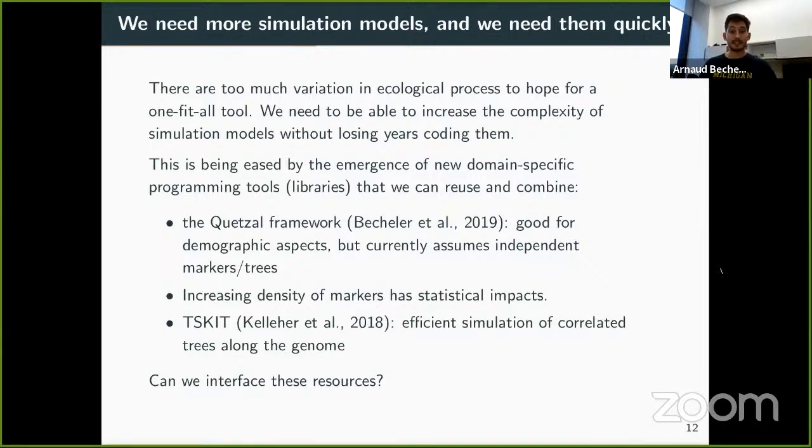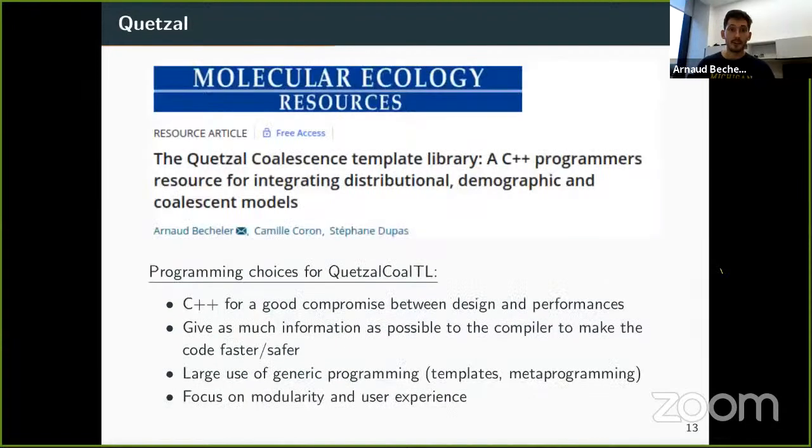And that's exactly what TSKit does. That is for tree sequence toolkit. They came up with new ways to represent trees and new ways to simulate correlated trees along the genome. So you begin to be able to simulate more complicated processes more realistically and more efficiently. The question that will keep me busy for quite some time is that I really want now to interface Quetzal with TSKit. I have very little idea of how to do it, but I will find a way, I hope.